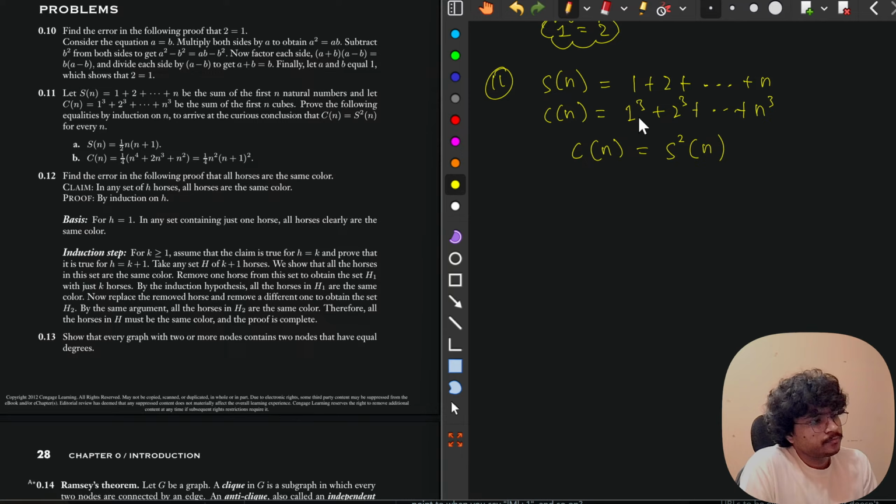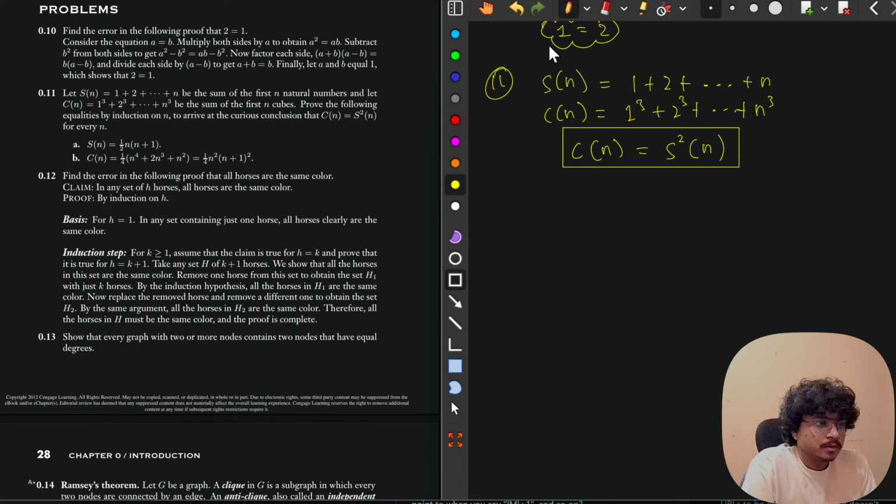I mean, let's say I take C2, which will be equal to 8 plus 1, 9. Okay, and S square of n. Take 3. Okay, 3 square. Yeah, you are right. Well, there are two formulas here that I have to prove.